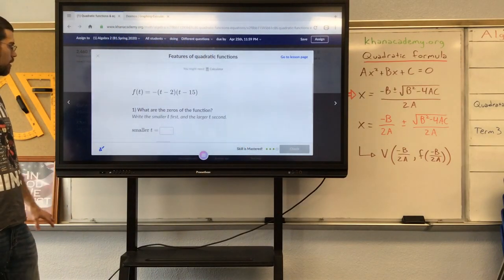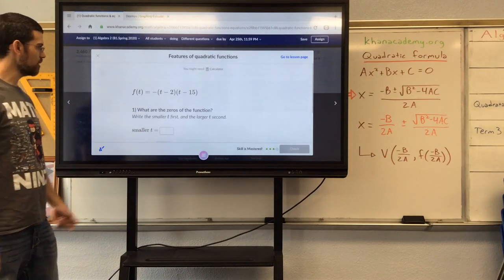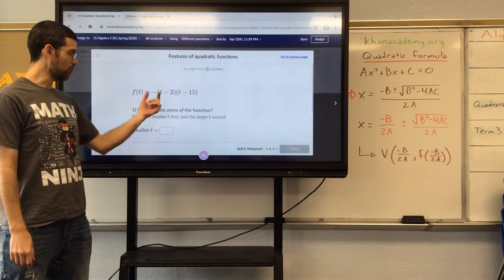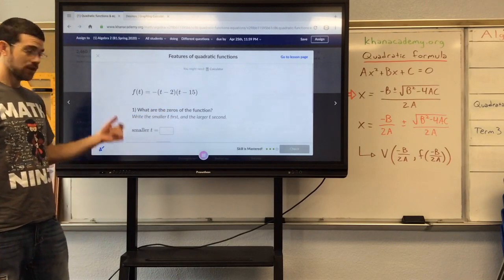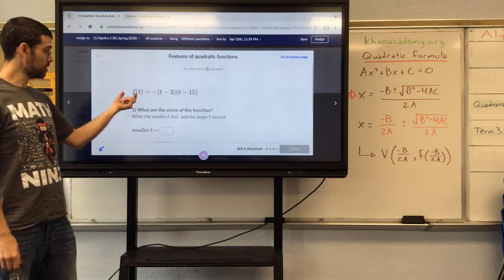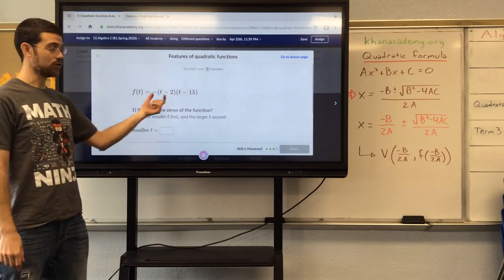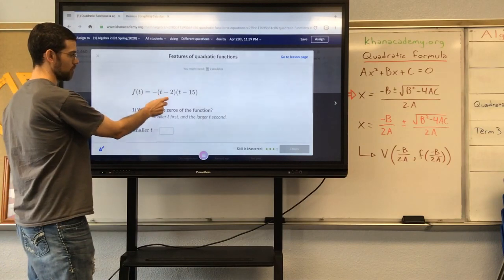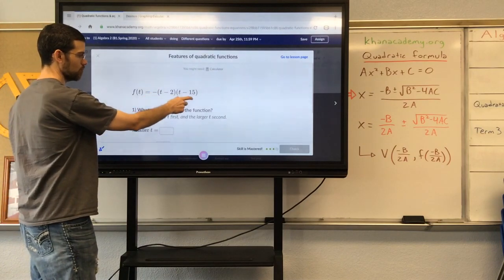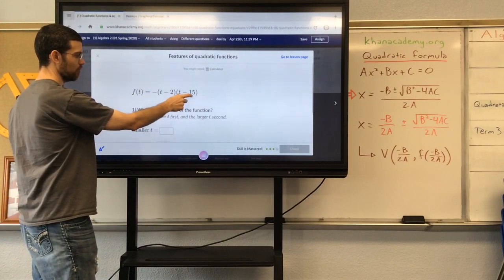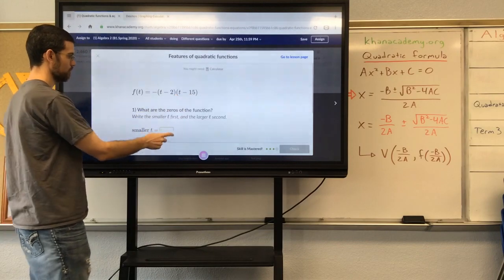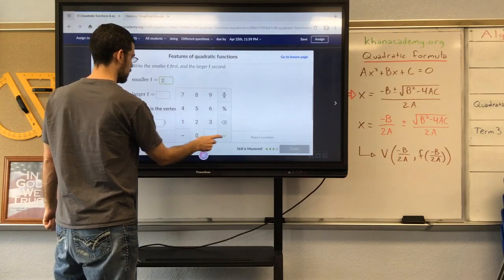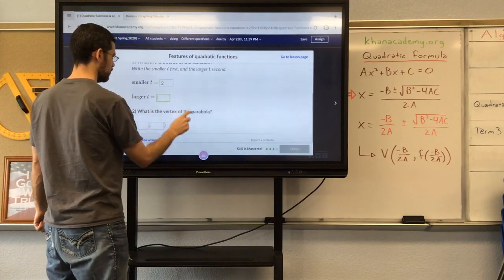All right. This function is written in factored form. They ask us for the zeros of the function. If any of the factors equal 0, then we know that the function value equals 0 because 0 times any number is 0. This factor would equal 0 if t was 2. This one would equal 0 if t was 15. The smaller one is 2. The larger one is 15.